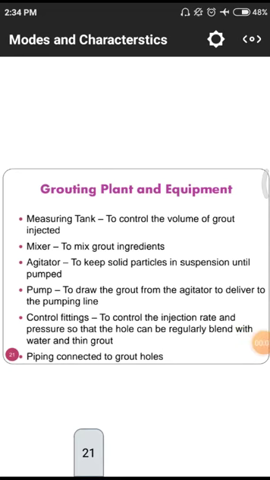Today's topic is related to grouting plant and the equipment used for the purpose of grouting. First of all, in these grouting plants we have different kinds of equipment and utilizations. We need to go through them one by one. First one is the measuring tank.